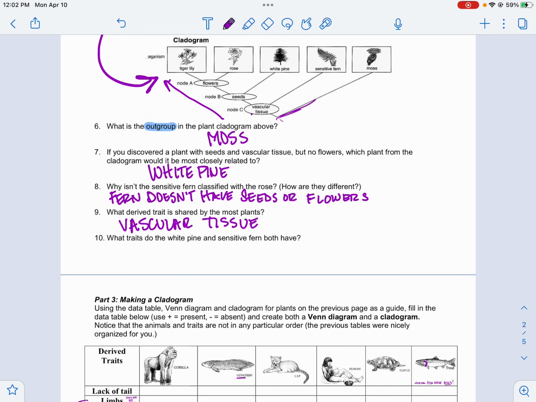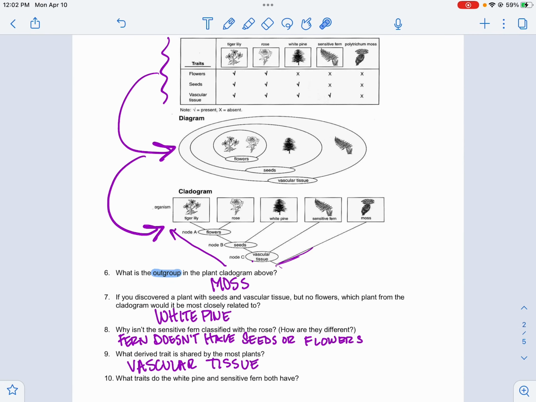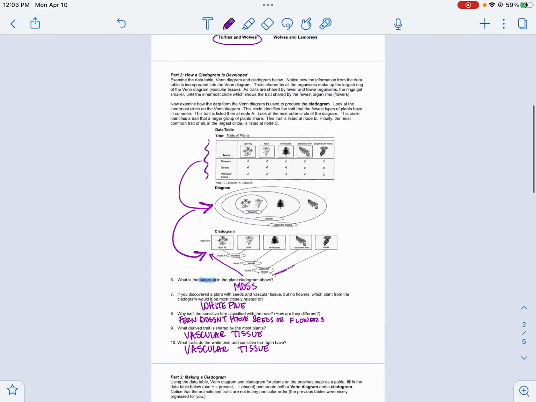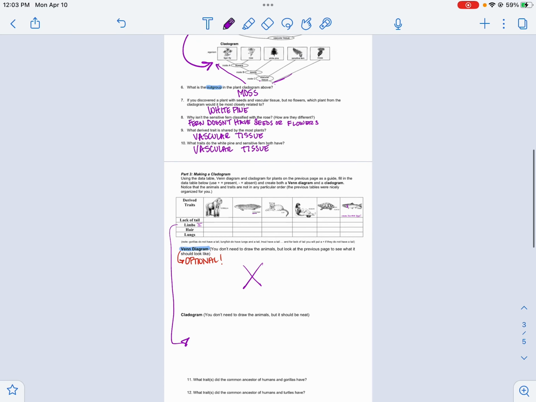Number 10, what traits do the white pine and the sensitive fern both have? Well, the white pine and the sensitive fern both have vascular tissue, which we can see down here as well, right? So again, we're going to write in vascular tissue. Okay, so those are just some example problems that I wanted to do with you, because now you're going to do some stuff on your own.